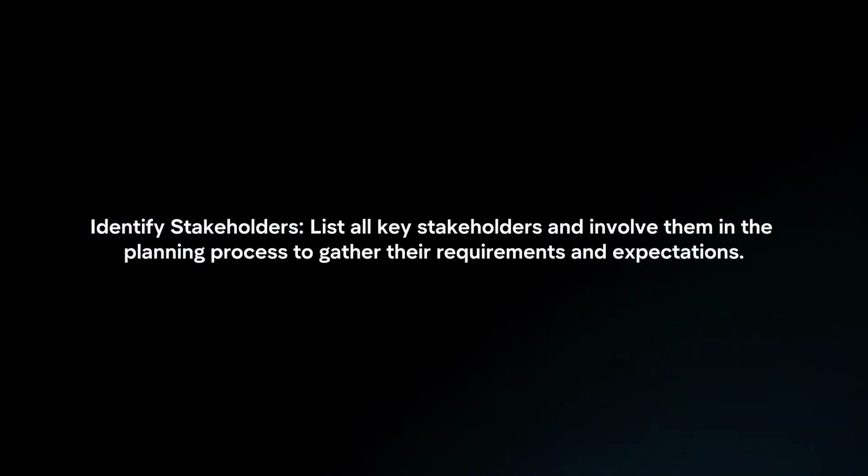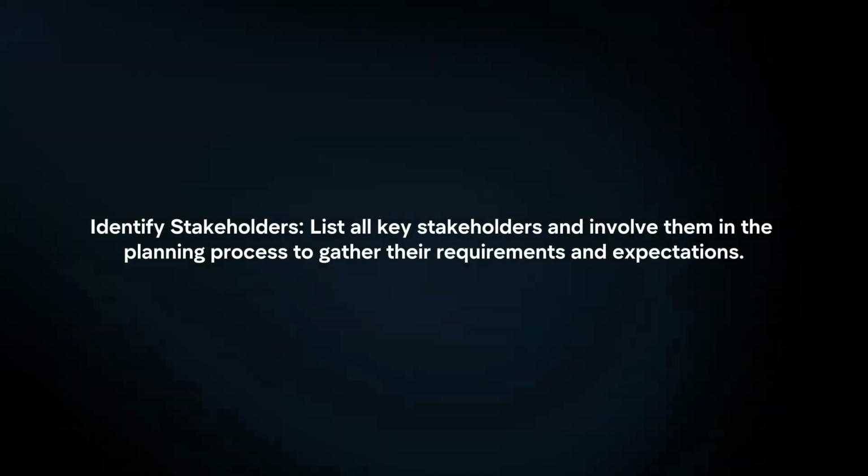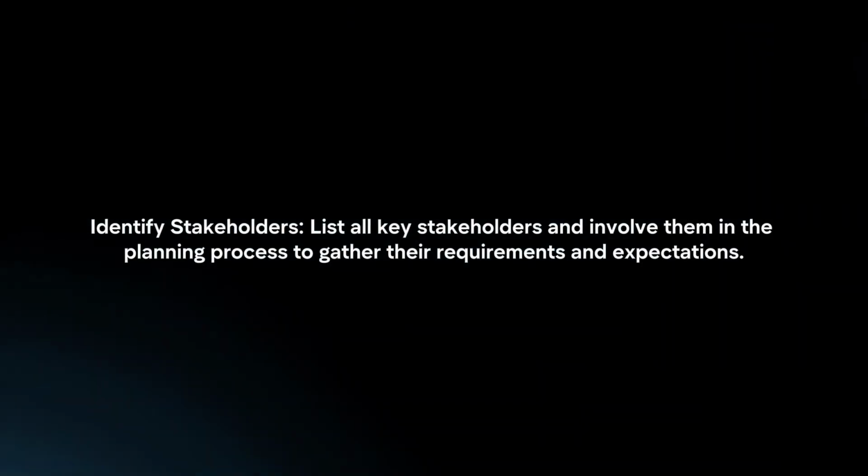Identify stakeholders. List all key stakeholders and involve them in the planning process to gather their requirements and expectations. Create product backlog. Break down the project into user stories or tasks. Organize these stories into a product backlog, prioritizing them based on business value and dependencies.